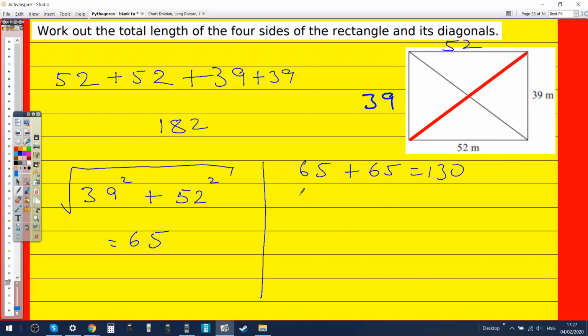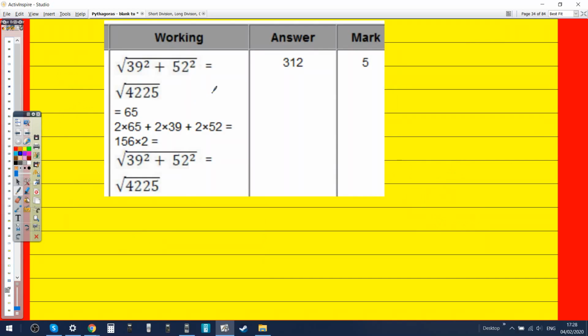And so is that the total length of the four sides and the two diagonals? No, actually it isn't. So you have to add 182 to 130. It's a calculator question. That is 312. That's meters. Oh, 5 marks. That was a big one.